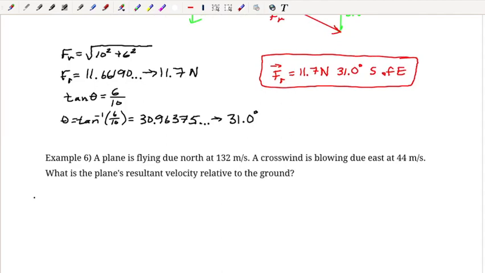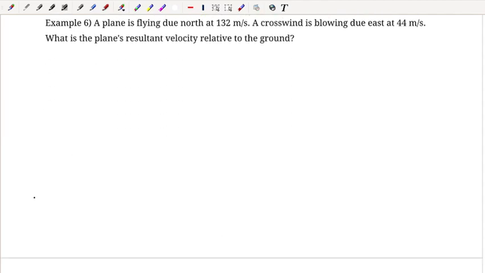Example number 6. A plane is flying due north at 132 meters per second. A crosswind is blowing due east at 44 meters per second. What is the plane's resultant velocity relative to the ground? Okay, we're dealing with vectors. We're talking velocity, speeds, and directions. So see if you can do this one totally on your own. Pause your video, try it out, then come back and we'll talk it through.